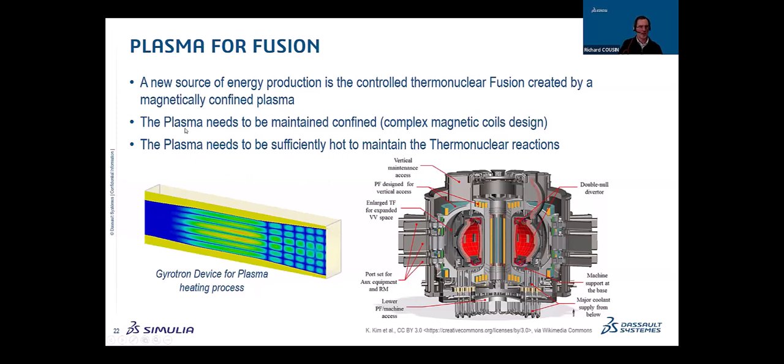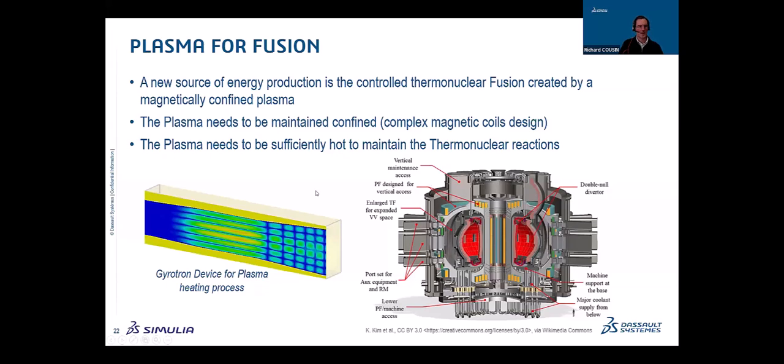For instance, the plasma needs to be maintained confined in such structures, and the complex magnetic coils, as well as all the components related to the magnetic fields, can really be designed and analyzed with the simulation tools. The plasma needs to also be sufficiently hot to maintain the thermonuclear reactions. Even if we are not going to take into account the thermonuclear reactions, the devices or the process which is able to maintain the plasma sufficiently hot can also be studied using the simulation tools.